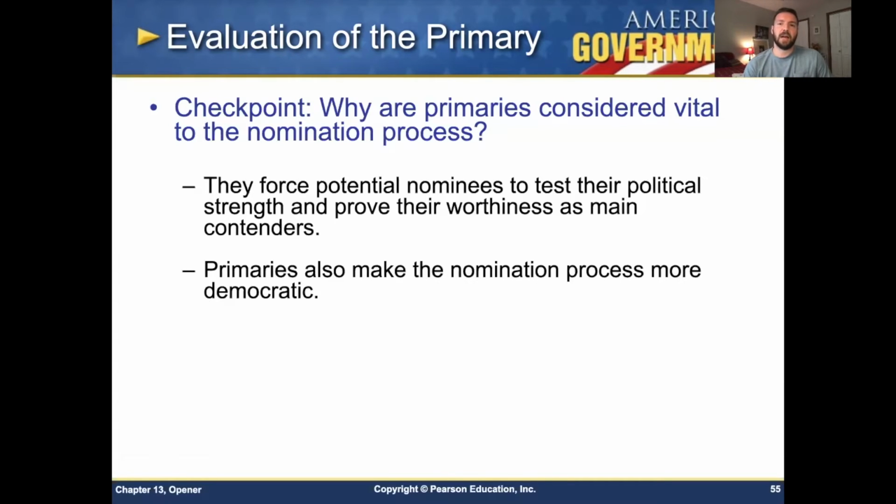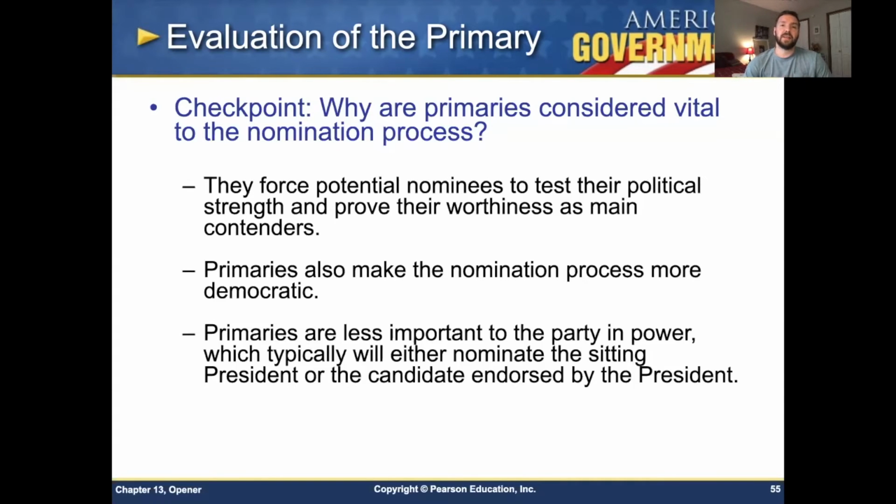Primaries also make the nomination process more democratic because the voters actually have a say in who gets to be their nominee, who gets to be their candidate. Primaries are less important to the party in power, which will typically either nominate the sitting president, which is the case this year. Donald Trump has another term of eligibility remaining. The Republicans have basically all rallied around Trump. Or they'll nominate a candidate endorsed by the president.